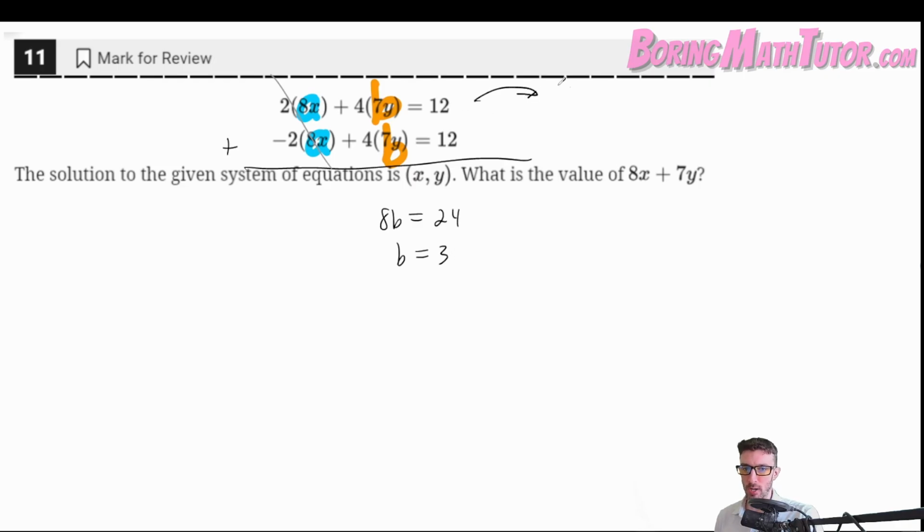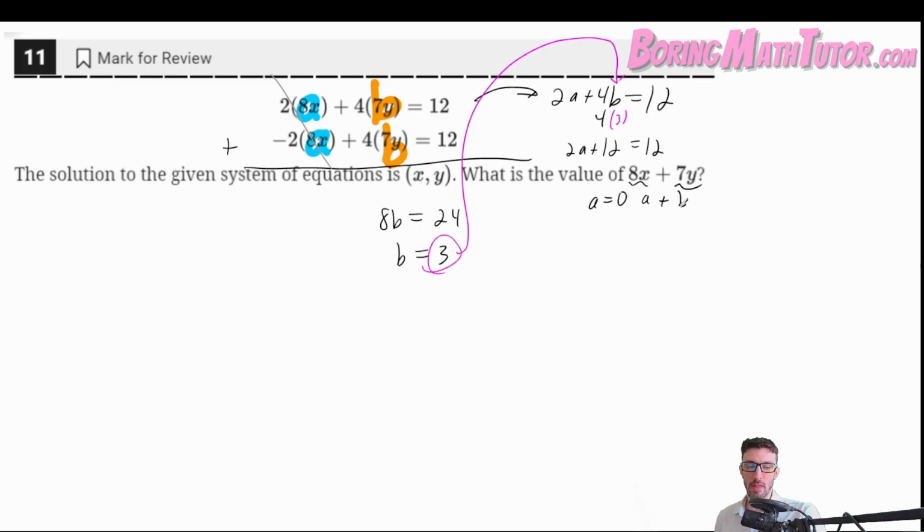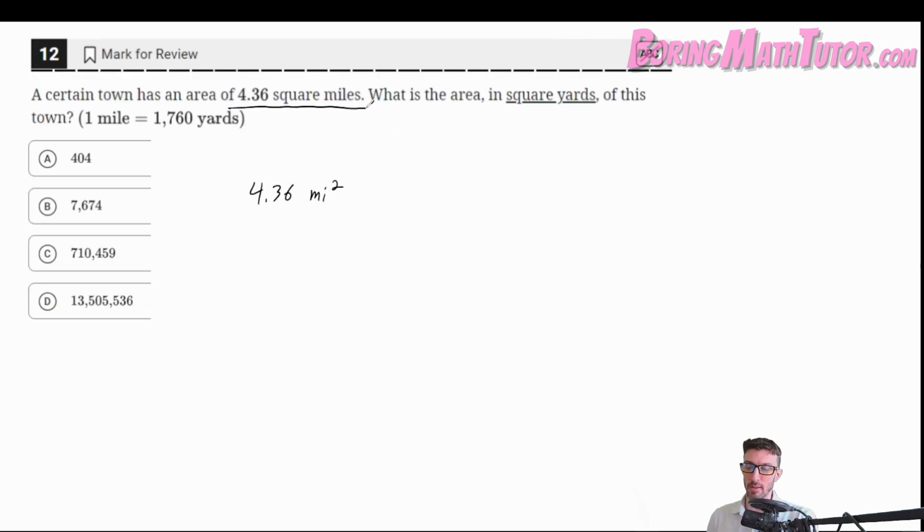Now remember, I'm trying to do this as 2a plus 4b equals 12, and b is 3. So 4 times 3 gets me 12. So 2a plus 12 equals 12. You might have already been able to tell that a is going to equal 0. When they asked for 8x, that is what I was doing as a, and 7y, that's what I was doing as b. So a plus b would be 0 plus 3, which is 3. We're done.